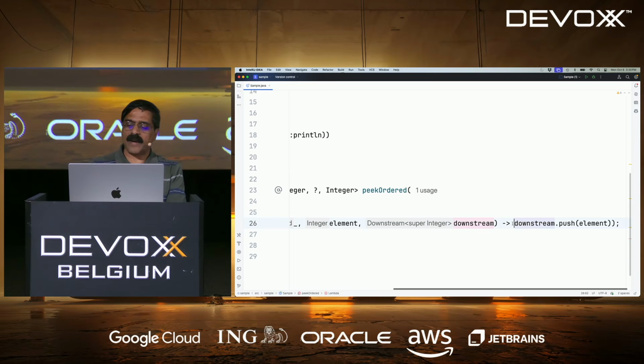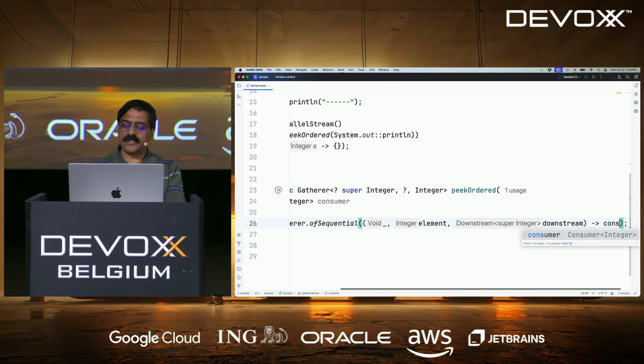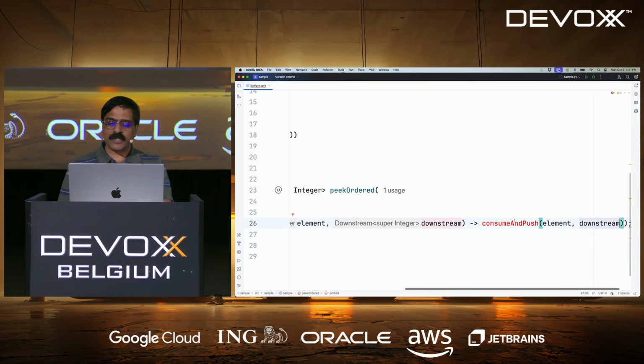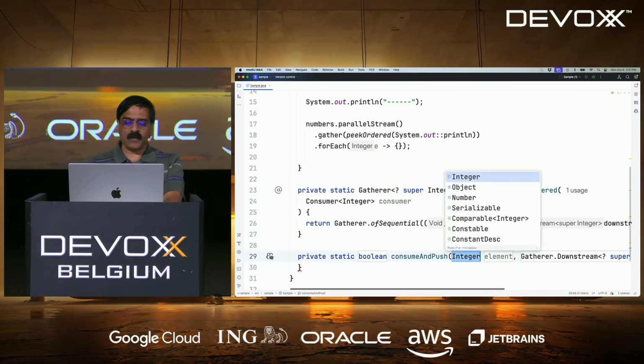Now I know what I did wrong, right? I got to consume it. So let's say consume and push. So essentially, let's pass the element and the downstream to it. And so let's take the consume and push. And what does that do?